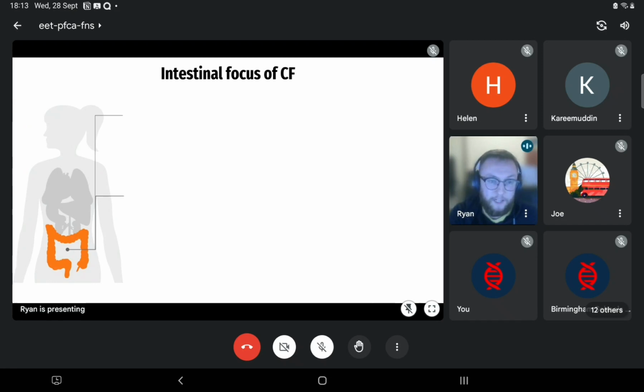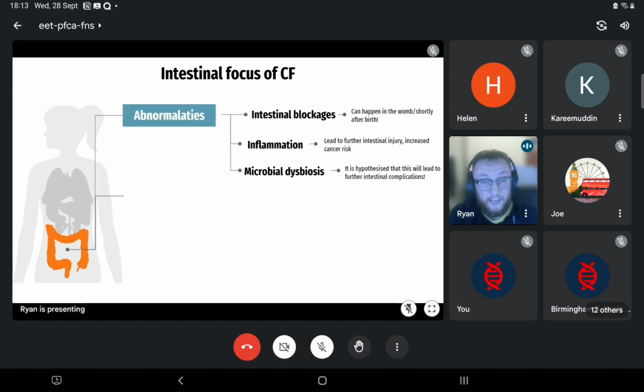But if you go back to the intestinal focus of CF. As I said before, we have intestinal blockages, and this can happen in the womb actually. So in babies, in prenatal, before they're even born, they can have a blockage in their intestine. I'm just going to show you a cross section of that now. So it's not too grim, but it is a cross section of the intestine. So this is it here, and we call this meconium ileus.